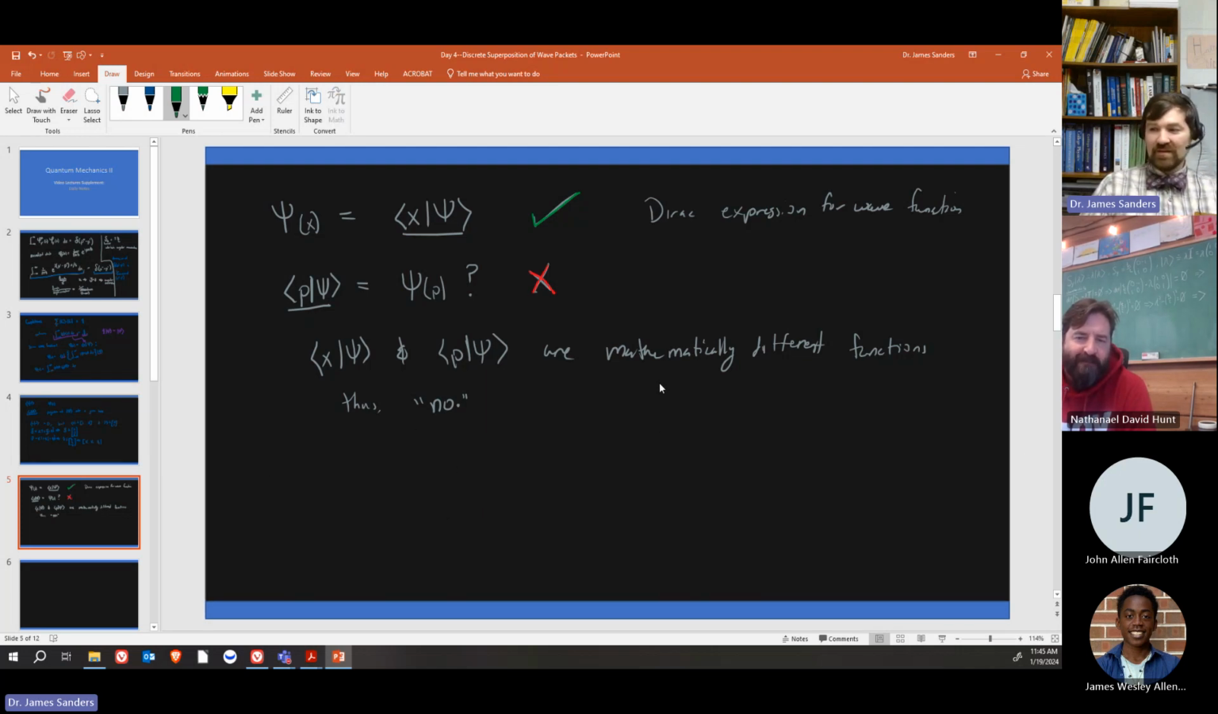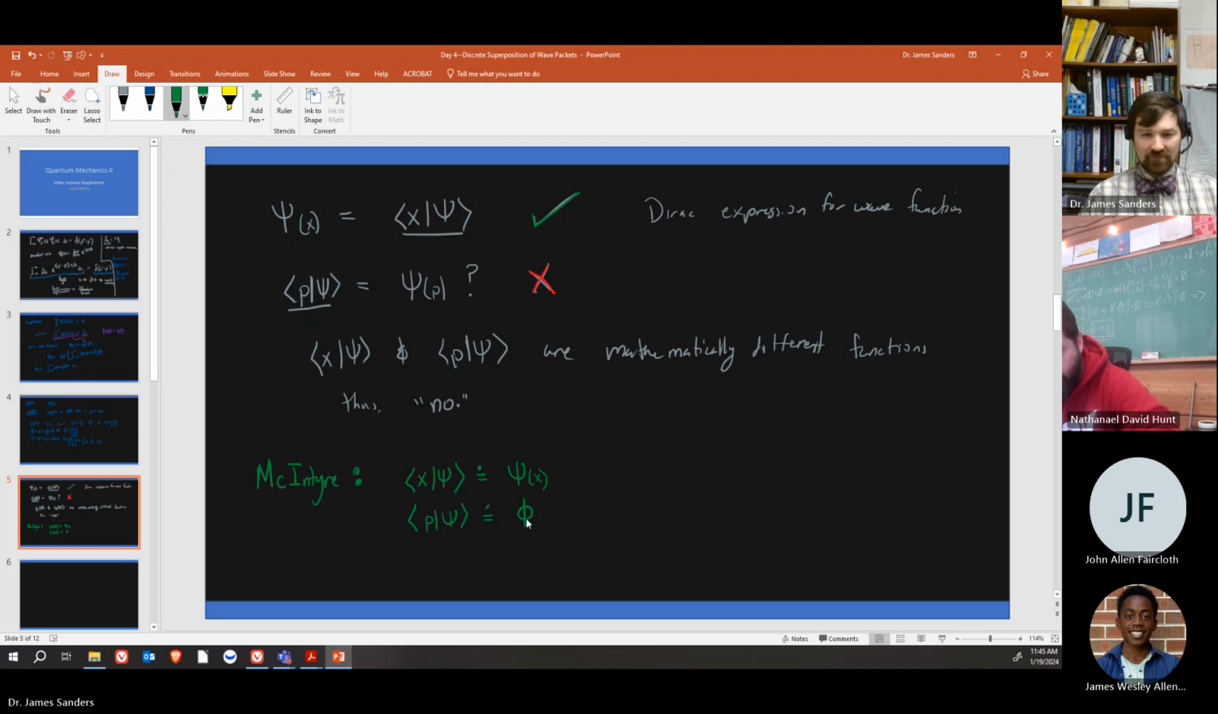To do this, McIntyre does the following. So I'm going to write McIntyre and then I'm going to write my suggestion, because I wanted to make a slight departure just because I think mine will work nicer. McIntyre says this. He says, let's say that this right here can represent psi of x. And let's let this right here represent phi of p.